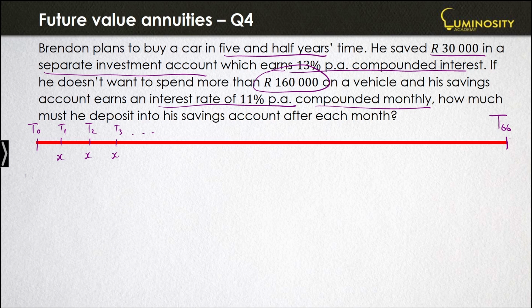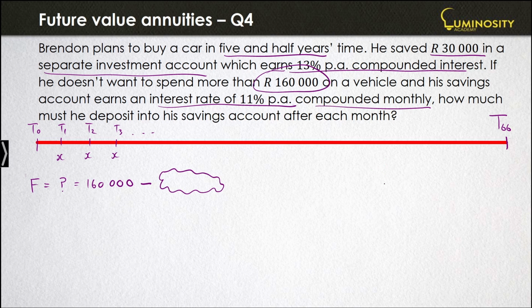How much is that future value that he wants to save up to? Well, he doesn't want to spend more than 160,000, so that's going to be the maximum. However, we need to subtract an amount, and that amount is the 30,000 Rand that he saves in a different account that also accrues interest over 5 years at a rate of 13% per annum.